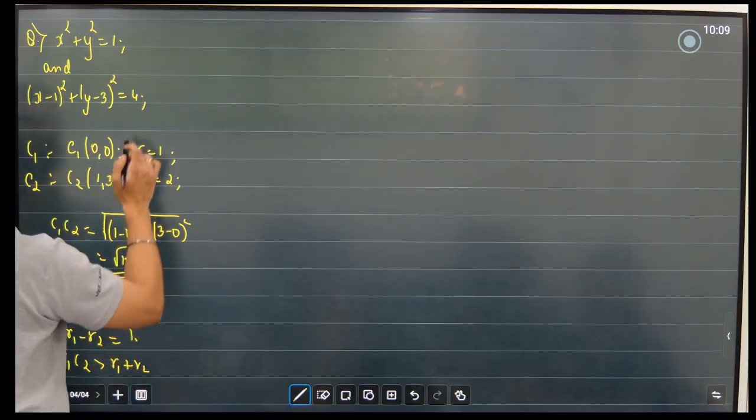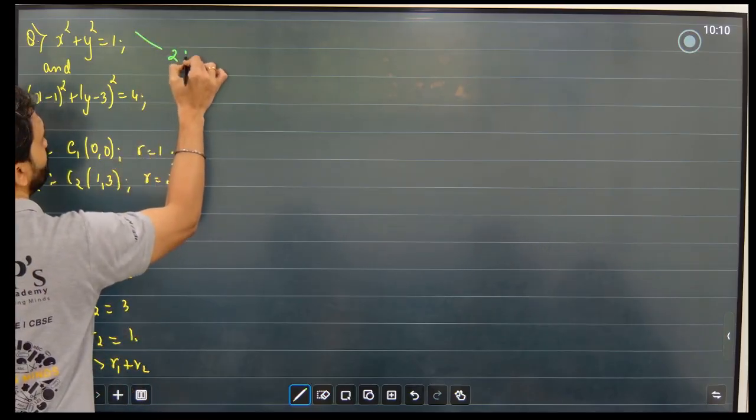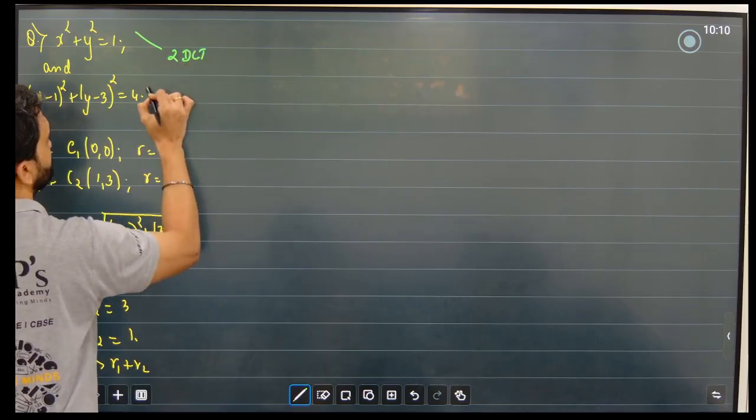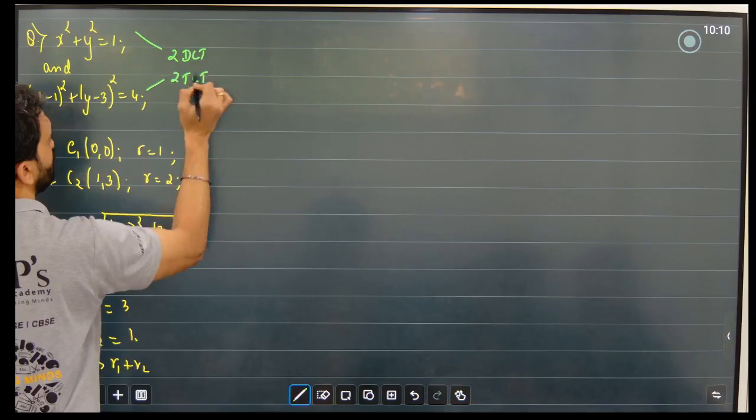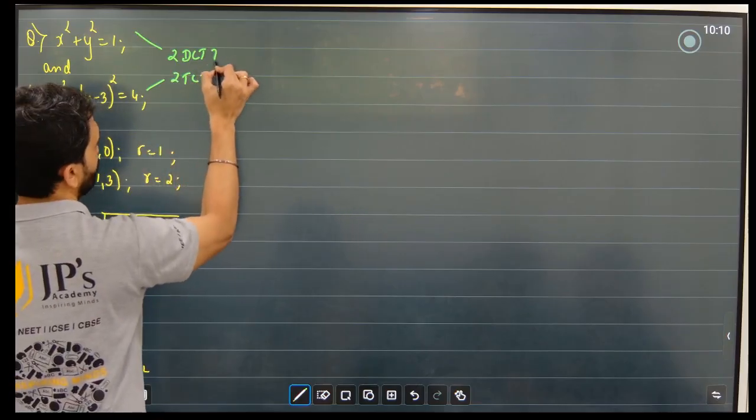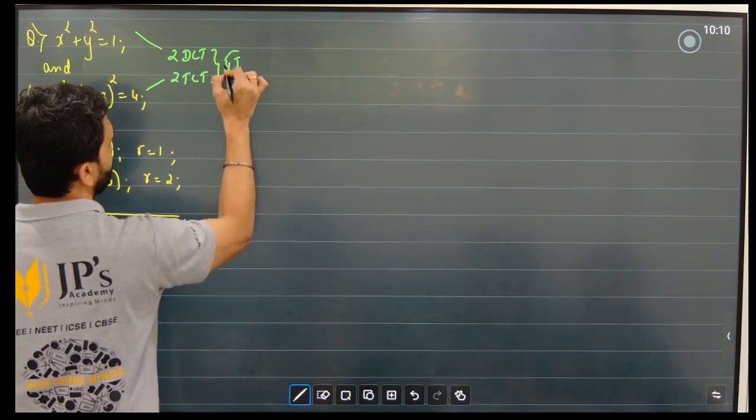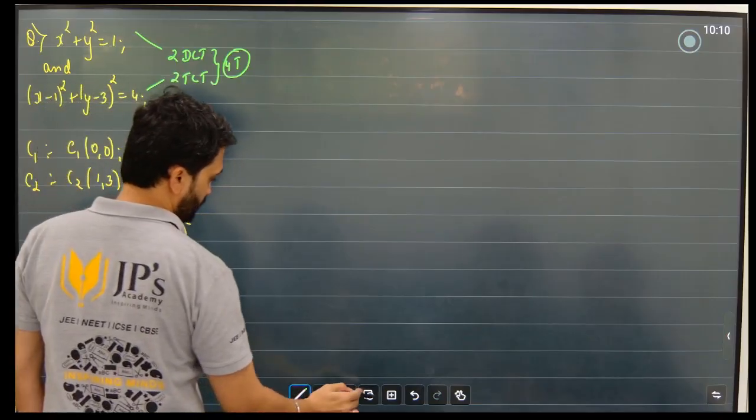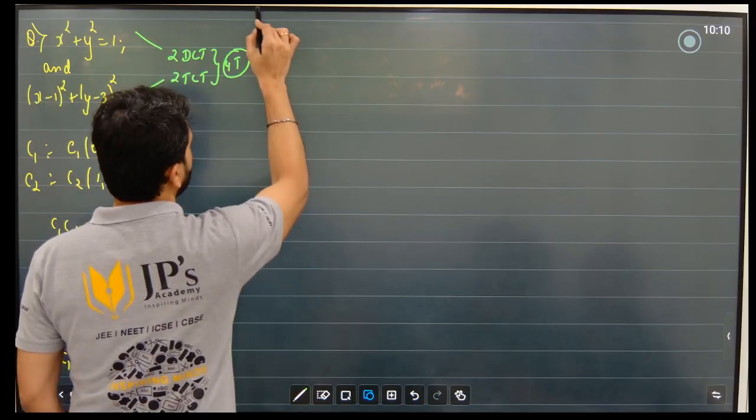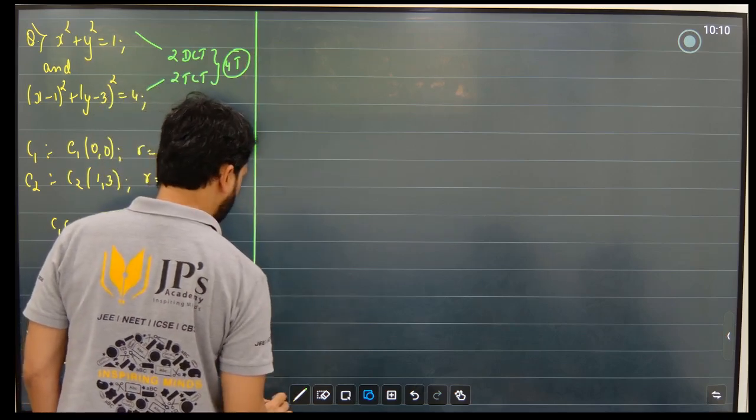So on this, I will have two direct common tangents and two transverse common tangents. Therefore, the total number of tangents is going to be 4 tangents. Okay, this is basically the total number of tangents, that is 4 tangents. Now let's find the length.